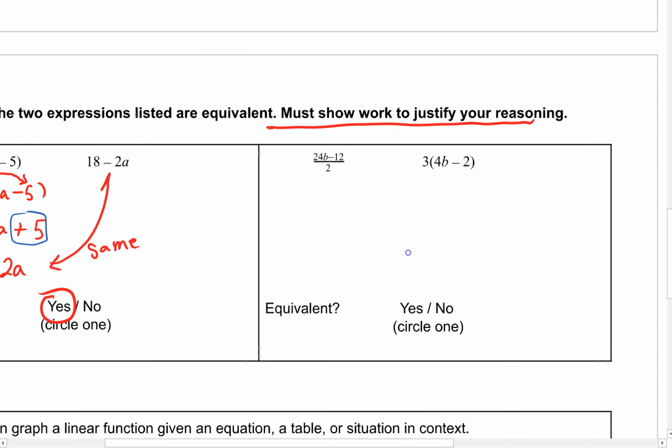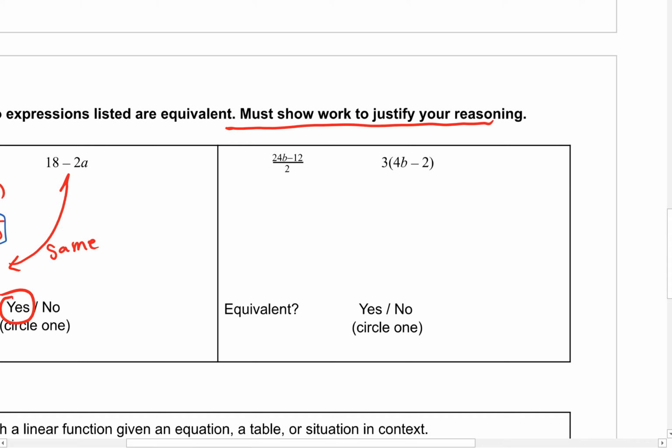Let's take a look at this second term right here, the second problem, I should say. 24b minus 12 all over 2. This certainly looks like the division problem that we had looked at earlier. We have two terms in the numerator. We may write two separate terms divided by 2. And 24 divided by 2, of course, is a 12. This would become a 12b. 12 divided by 2 is simply a minus 6.